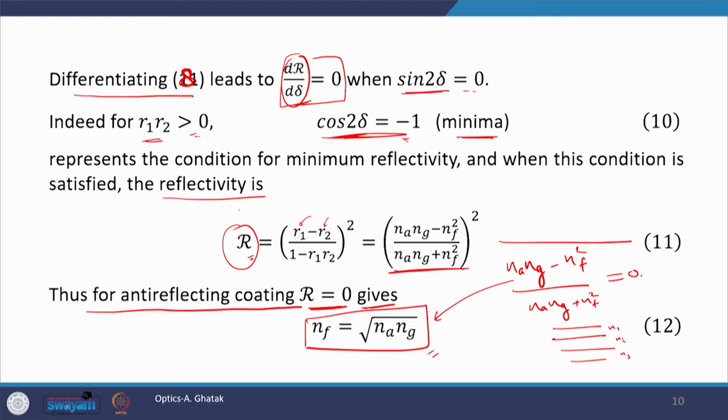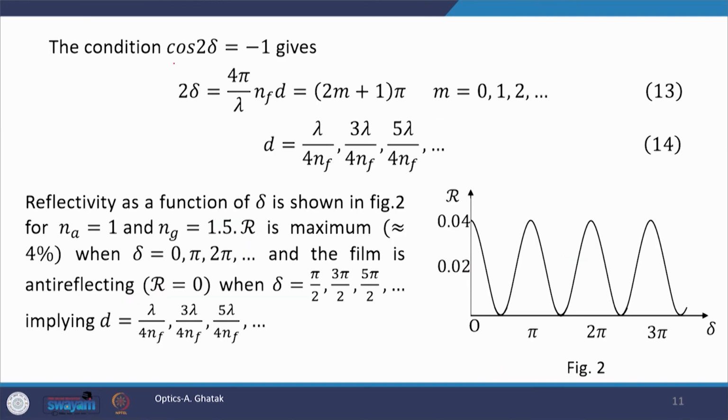Or more generally, suppose we have 3 films of refractive index N1, N2 and N3, and if we want N2 to behave as an anti-reflecting coating, then N2 must be equal to square root of N1 N3. Now, the condition cos 2 del equal to minus 1 gives 2 del, which is equal to 4 pi by lambda Nf d, equal to (2m plus 1) pi. From here we can get the expression of d, the possible values of the thickness of the thin film, which will give 0 reflectivity.